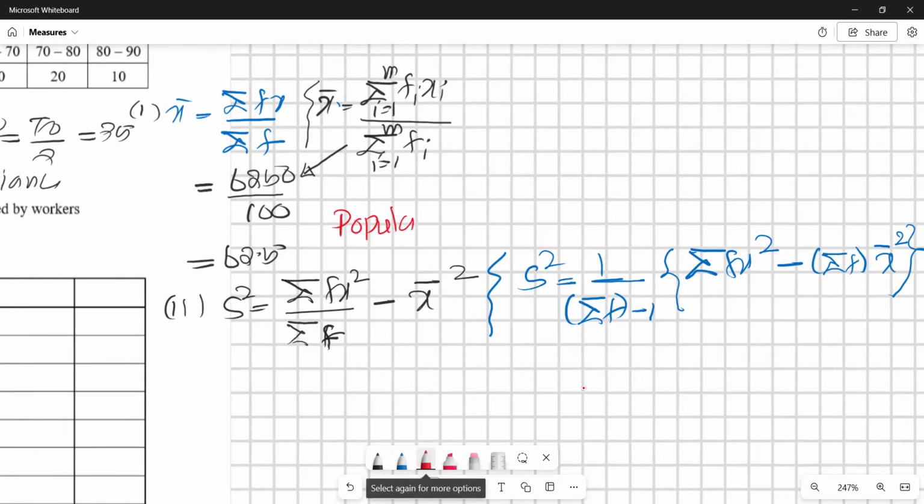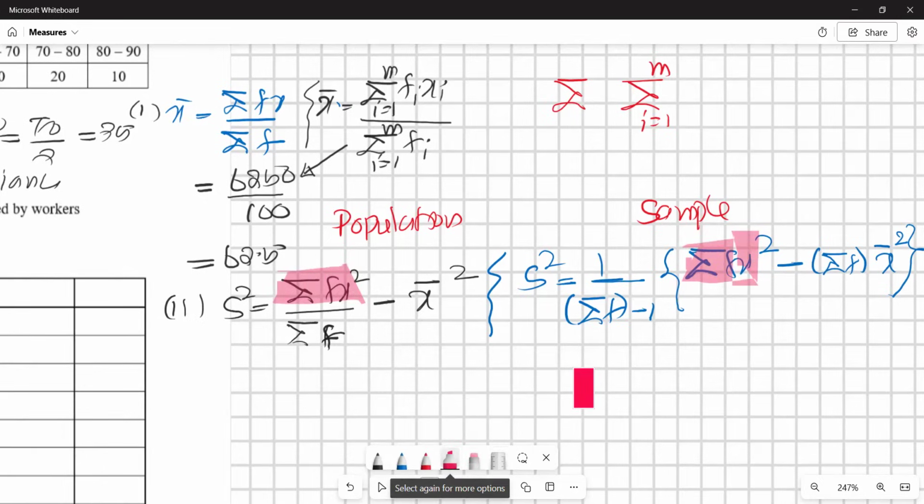Population. This is for sample. But IT people everywhere, the sigma notation is replaced by sigma i equals 1 to m, like that, right? Both are the same, right? Whatever it is, we need to get sigma fx². The others we already found, right?